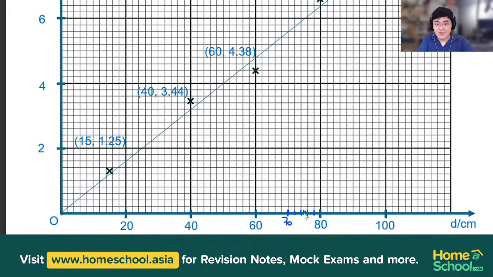75 is here. Ruler over here. And up you go. Pardon this wrong line over here, this really badly drawn line. This is just me and some computer issues. So 75 will get you somewhere around here.